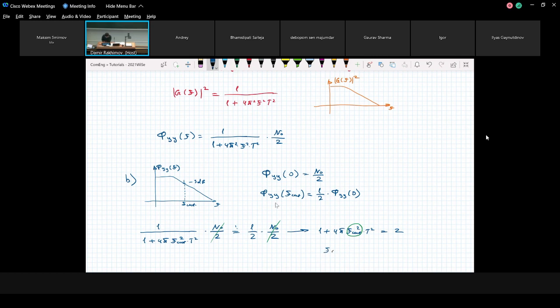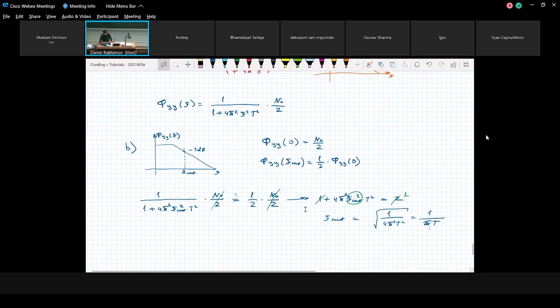So f cut equals what? Cancel 1. It will be 1 over 4 pi squared under square root. This is how we represent our cutoff frequency. And I think I've made a mistake. I forgot the square for pi: 4 pi squared. Then we can write our cutoff frequency as 1 over 2 pi capital T.